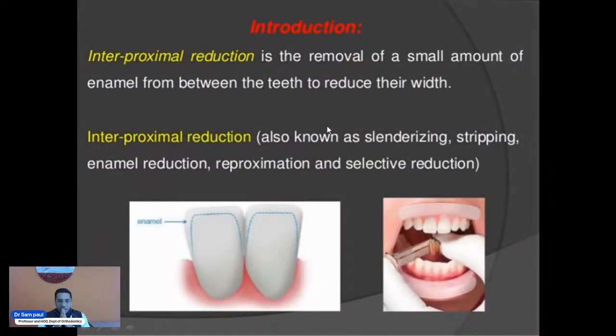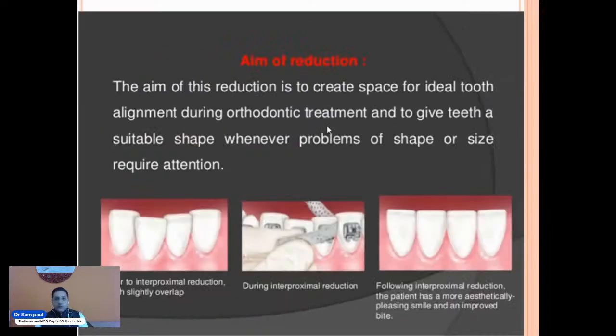So in the proximal reduction, again, I come to that last point. Interproximal reduction is the most important thing as far as aligners are concerned. If you can do a proper interproximal reduction, your aligner treatment will be a success. It is the removal of a small amount of enamel between the teeth to reduce the width.